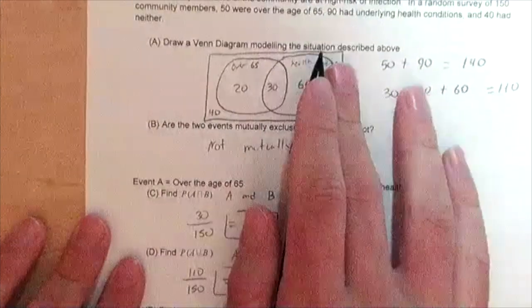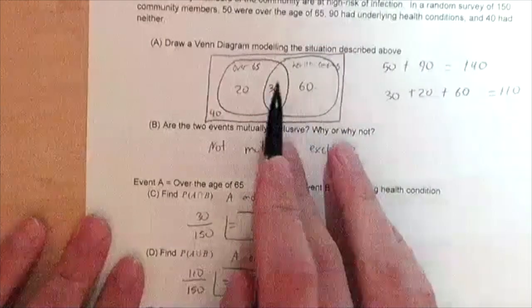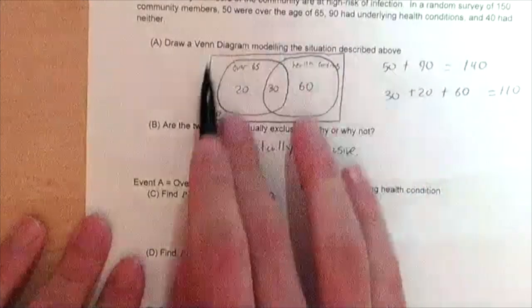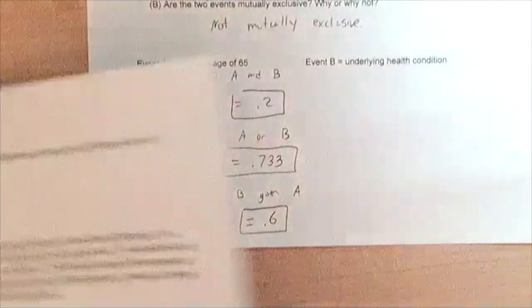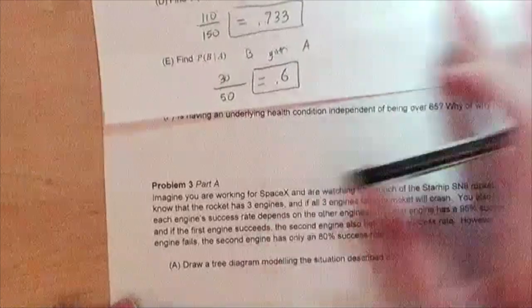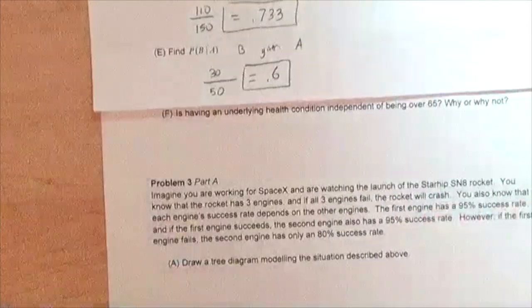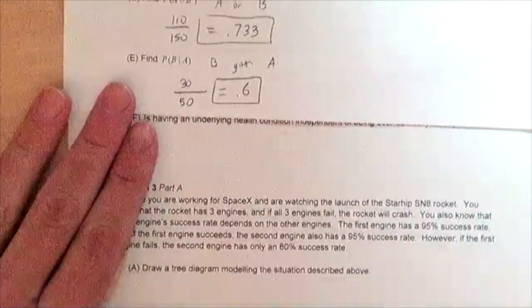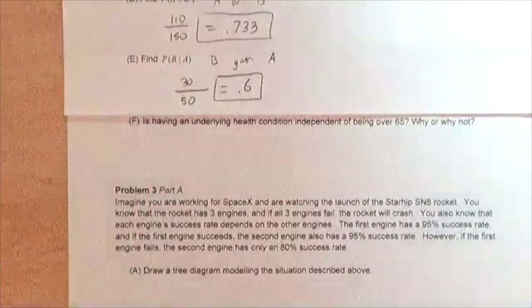Anytime it's given, think that you're no longer talking about everyone. You're going to reduce it down to a certain part of your diagram. So it's these 50 people, and it's 30 out of 50. And this is probably going to be the hardest question of this set. We have F on the next page, and it says, is having an underlying health condition independent of being over 65?